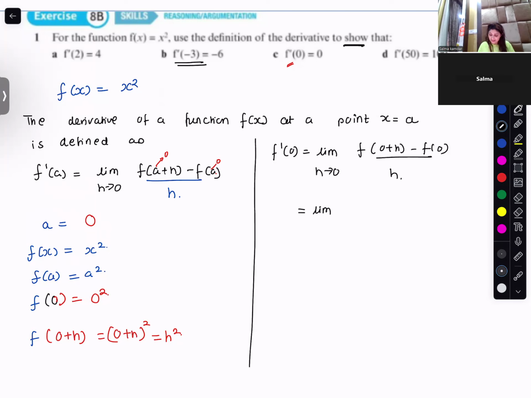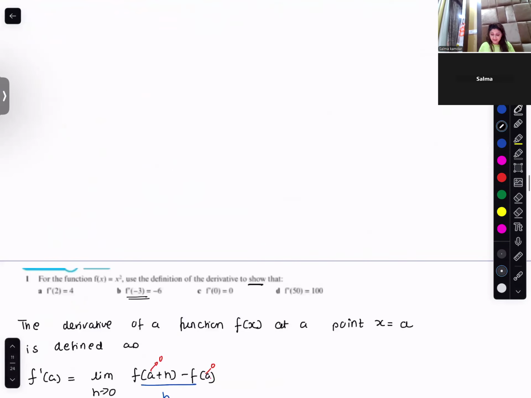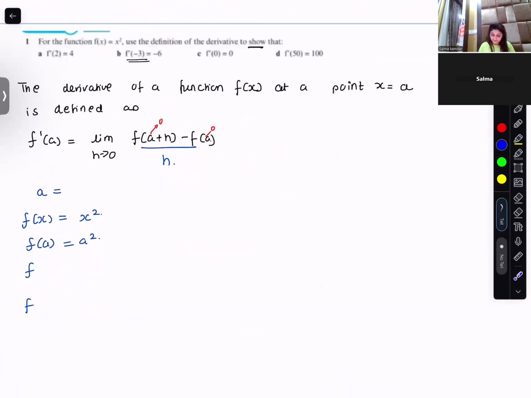So it's limit h tends to 0. Instead of 0 plus h, I'm going to write h square, and f of 0 is 0, divided by h. So it is going to be limit h tends to 0 h. So f dash 0, as h tends to 0, h will be equal to 0. So f dash 0 is going to be 0. Similarly, the next question over here, the D part. f dash 50 is 100.